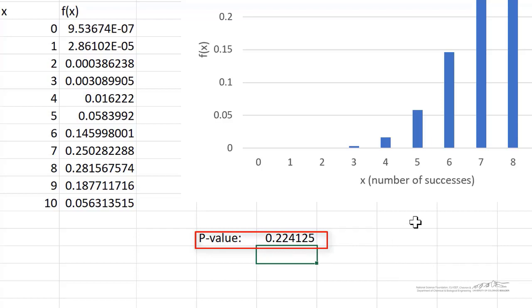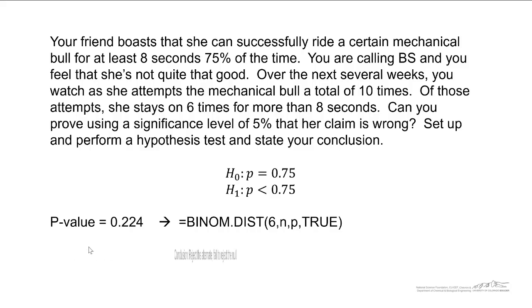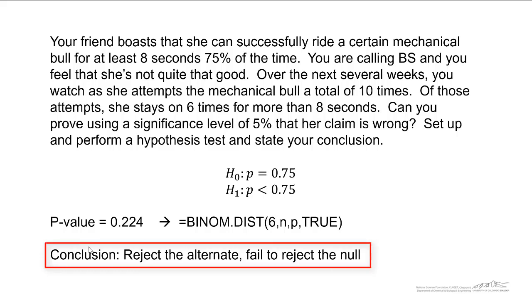We haven't quite proven that she can't ride the bull 75% of the time. We would have to be down in this tail down here. And in fact, we would probably have to be closer to 4 successes out of 10 in order to show that her claim is false. So our conclusion then, our p-value is 0.224, which is greater than our alpha of 5%. We reject the alternate hypothesis and we fail to reject the null. We can't prove that her claim is incorrect.